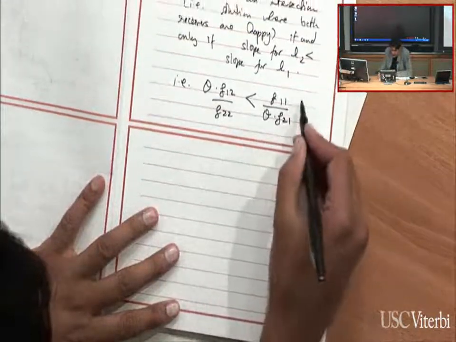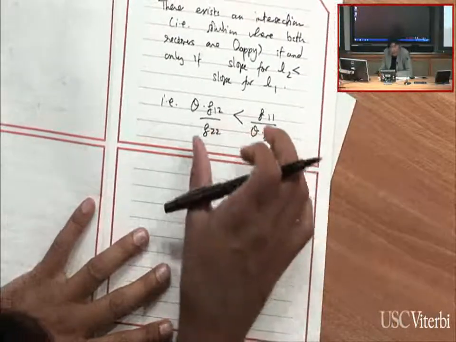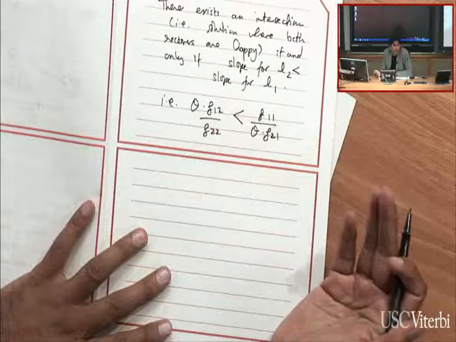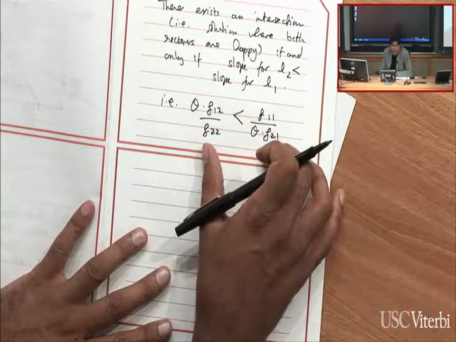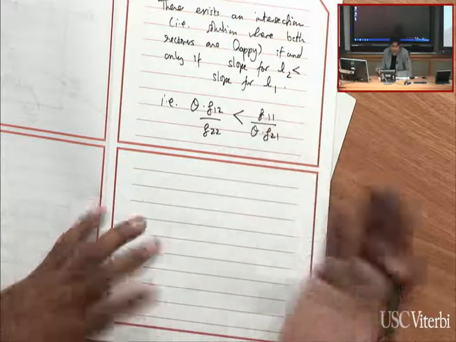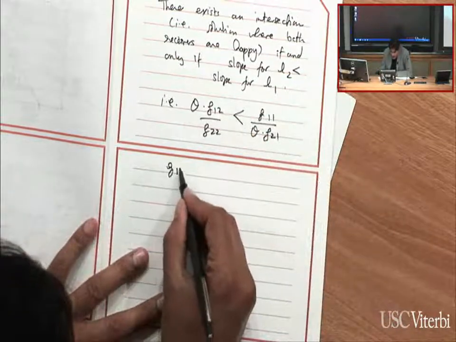So this is basically the condition you want. If this condition holds, you're good. You can find a solution to the power control problem. If this is not true, then there is no solution. Right? So I can rewrite this expression to give us a little bit more insight.